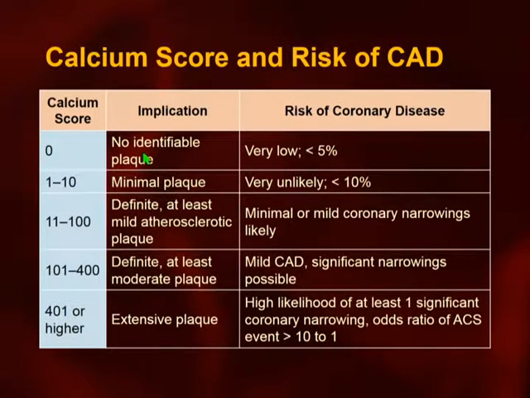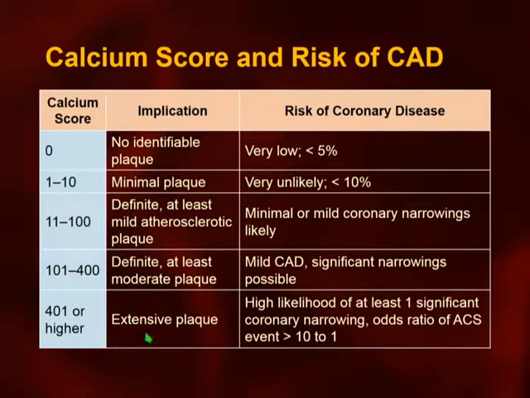So if you really want to break down the calcium score, going from 0 to 400 or higher, at 0, that implies no identifiable plaque and a very low risk of coronary disease over the next 10 years. At 100 is your threshold for saying there's definite, at least moderate plaque, so you would classify that as mild CAD, someone who is at risk, someone who has CAD.